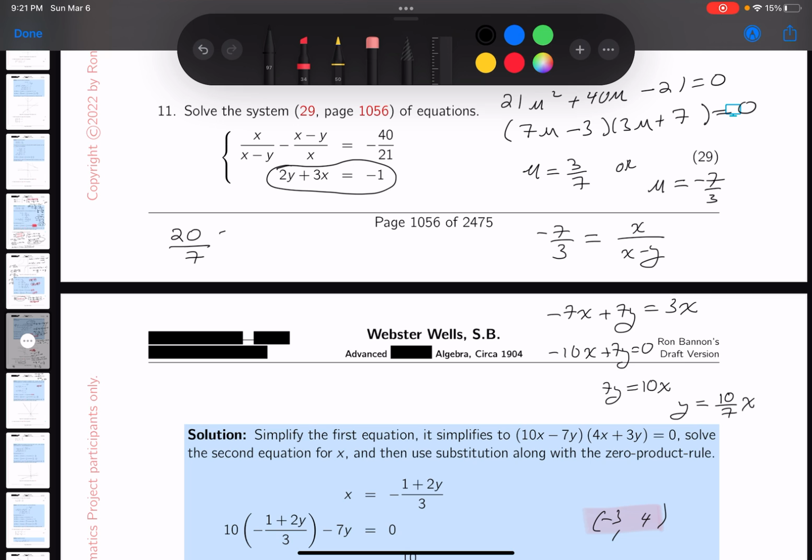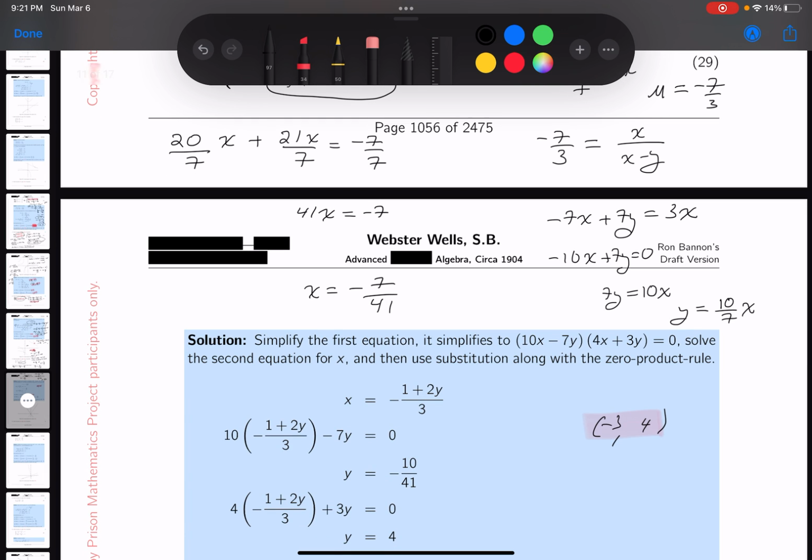What are you going to get? 20/7 of an x. Again, y is 10/7 of an x, so 2 times y would be 20/7 of an x. Plus, I'm going to write this as 21, because it's 3x, over 7. And I'm going to write this as minus 7 over 7. So I get something pretty simple. I'm going to multiply both sides by 7 now. You're going to get 41x is equal to minus 7, or x is equal to minus 7 over 41. All right? Then the question is, what's the y?